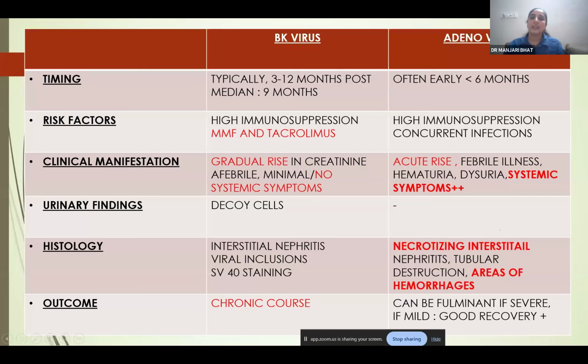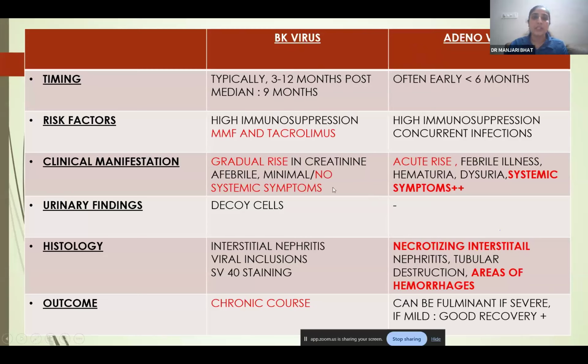Now, BKV virus and adenovirus are both very common viruses which cause hemorrhagic cystitis in post-transplant patients. Typically, what we know is BKV virus tends to infect the patient 3 to 12 months post-transplant, and the median time from transplant is told as 9 months. Adenovirus typically occurs a bit earlier, less than 6 months. Risk factors for both BKV and adenovirus remain the same.